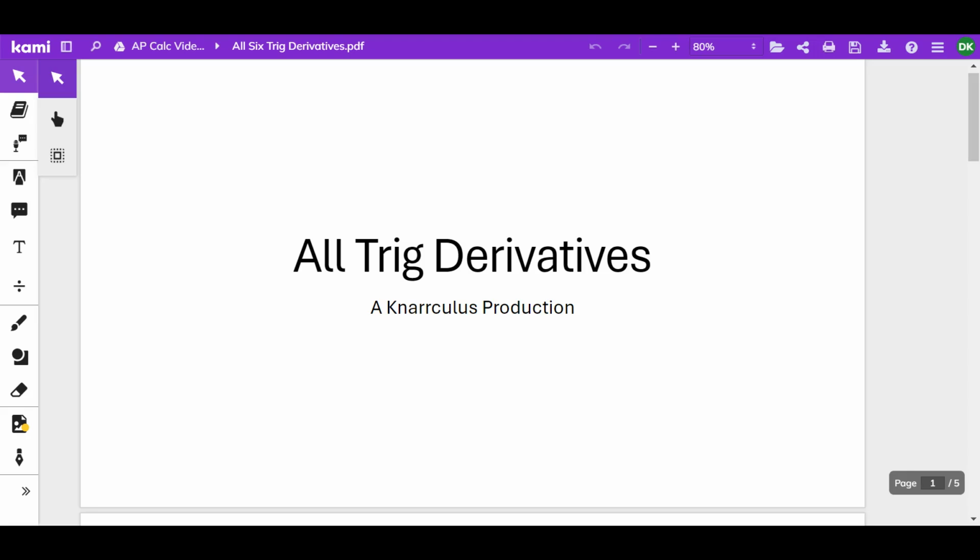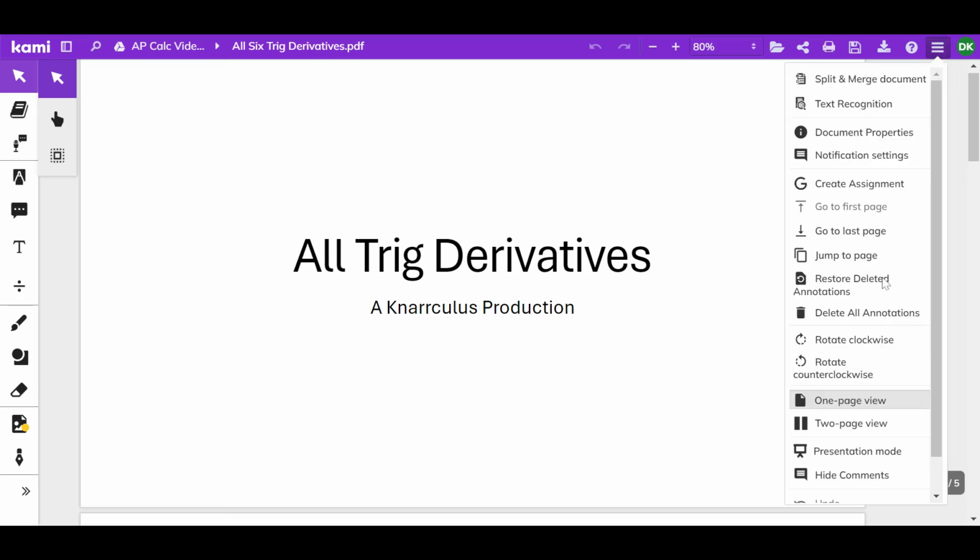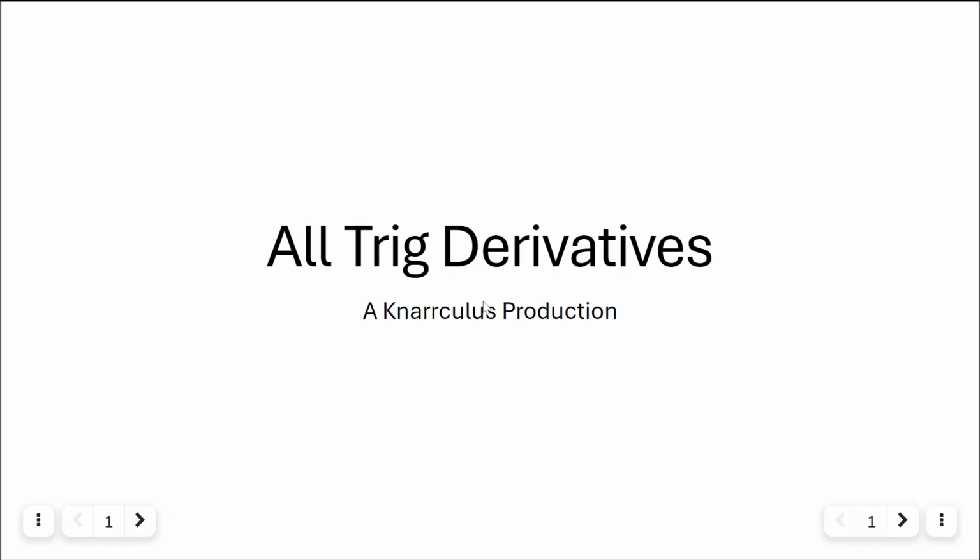Today, we are going to talk about all the trig derivatives. Not one of the trig derivatives, not two of the trig derivatives, all six of them. All six of the trig functions and their derivatives. So we're going to show you where they come from. We're going to show you how they all work and how sine and cosine can get you there. All right, so let's get started.